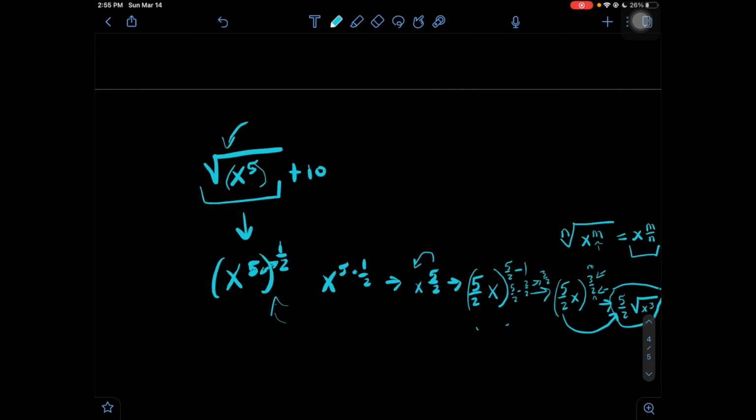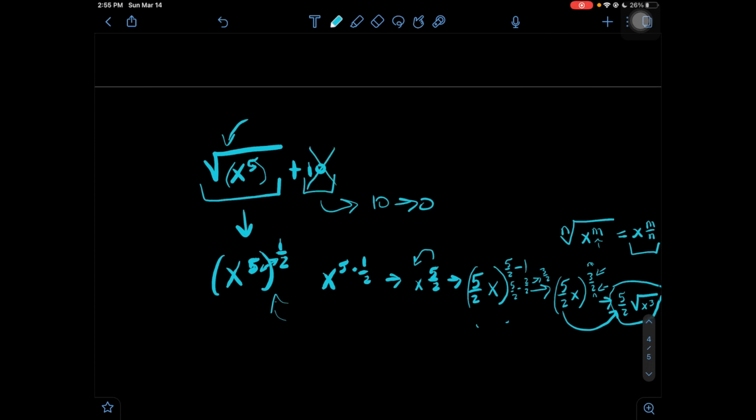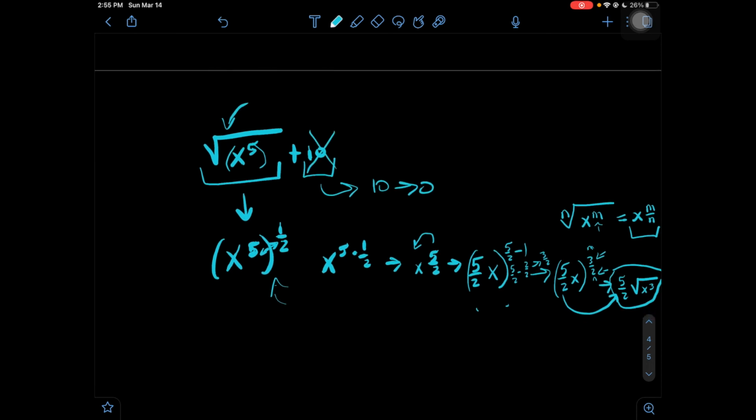And now we have this 10. Well, when we take the derivative of 10, it's not being raised to anything. It just becomes 0. So we can just not worry about this 10. So now we know that the derivative of the square root of x to the power of 5 plus 10 is, as we found out down here, 5 over 2 times the square root of x cubed.